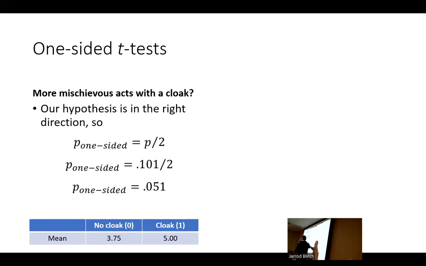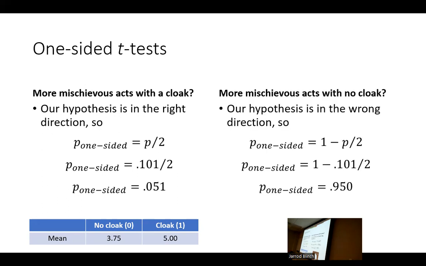And you either need to divide it by 2 if the results are in the predicted direction. So, if you kind of got it right, divide your p-value by 2. And if your directional hypothesis was wrong and the results are the opposite of what you predicted, you need to do 1 subtracted by your p-value divided by 2. And the numbers up here are just based on what we saw in the mischievous acts example.